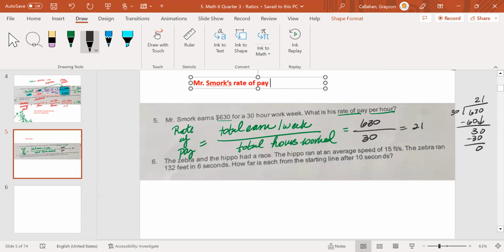Rate of pay. Mr. Stork's rate of pay per hour. And do you see how this is exactly the same as answering the actual question? Per hour.